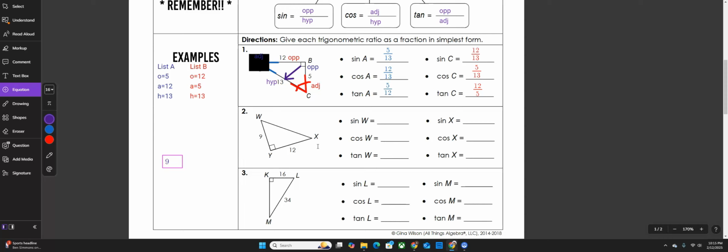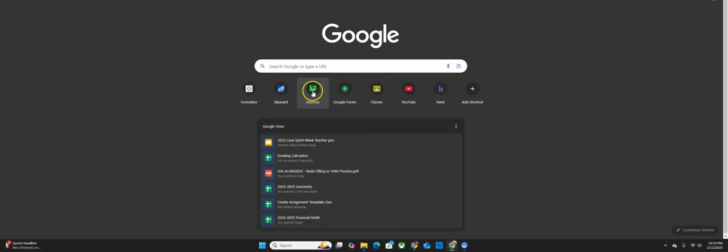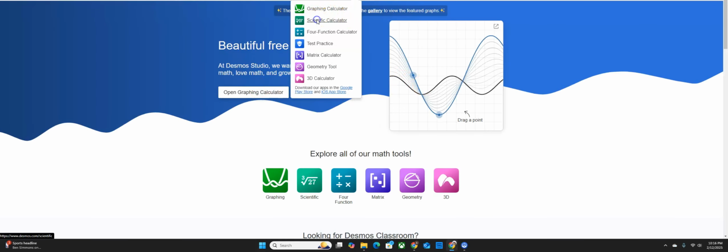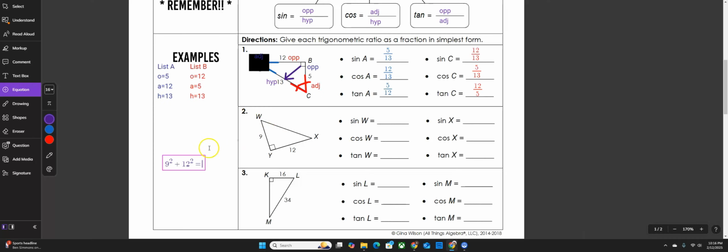So we have 9 squared plus 12 squared. And that is going to be 81 plus 144. Okay, and that's 225. If we take the square root of that, we get 15.